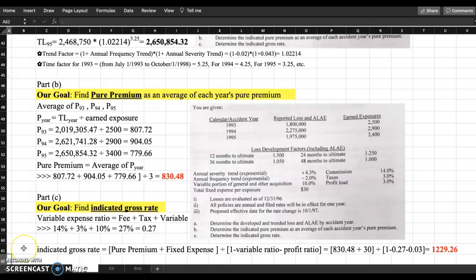So that is the variable expense ratio. And our indicated growth rate is the pure premium plus the fixed expense divided by 1 minus the variable ratio that we calculated right here, minus the profit ratio, which is the profit load, which is 3%. So we put all the values here to have 1,229.26. And that is our indicated growth rate. Let's look at the last problem.